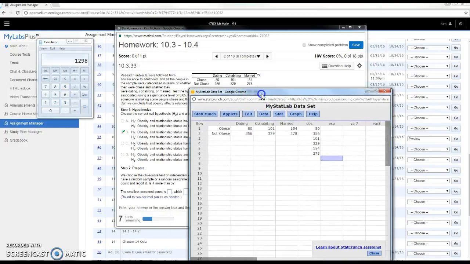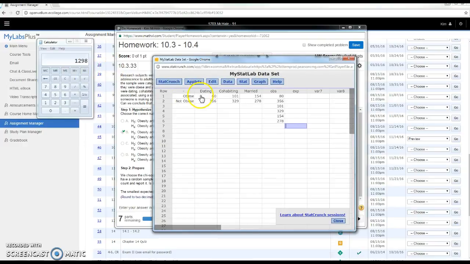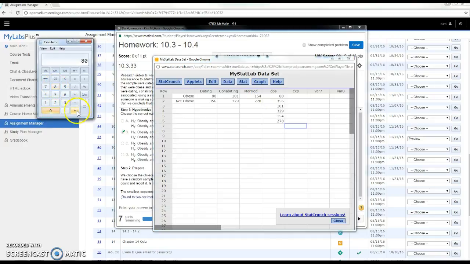Did they tell me that in the problem? No, I was just going to check. And then I need the percent that would be obese. So let me write down 1298 as my total. And then how many were obese would be 80 plus 101 plus 154, which is 335. So the percent that would normally be obese in a population if relationship status did not matter would be about 25.81%.